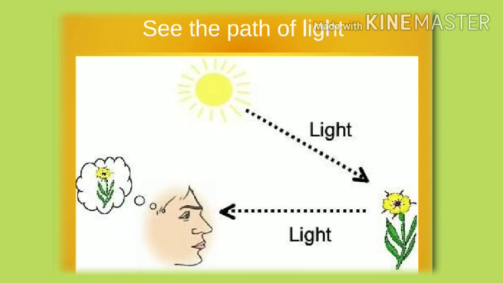Here you can see the path of light. The light from the sun reaches the flower or the plant. This plant reflects the light to our eye. Then we see the object, the particular plant. This is how we are able to see objects during daytime.